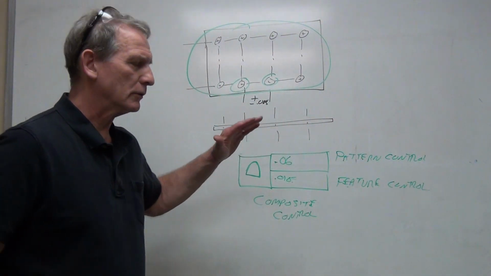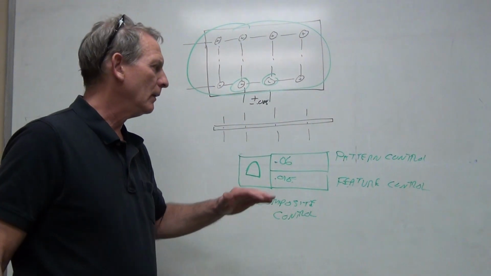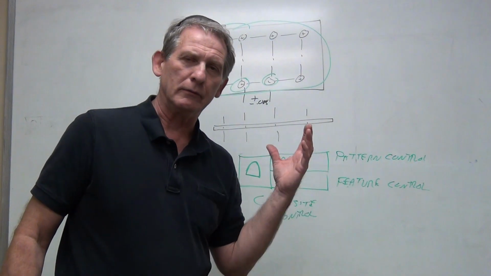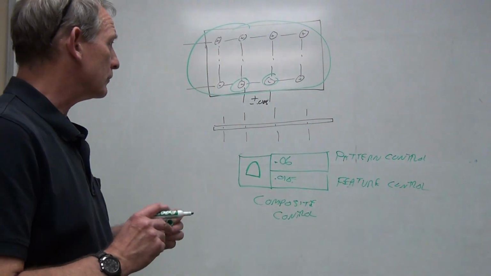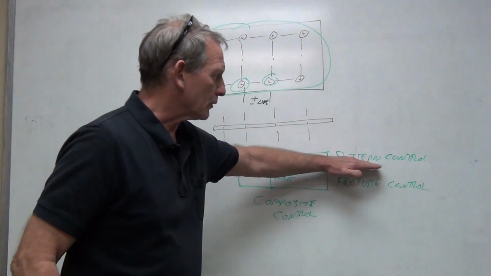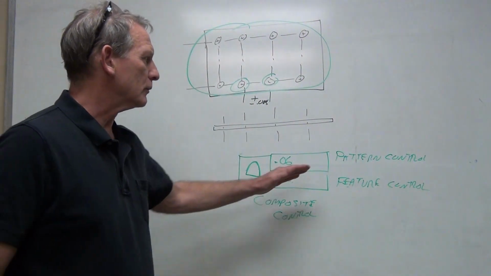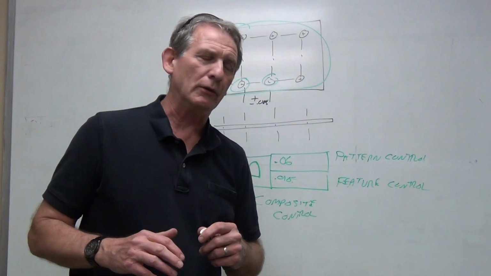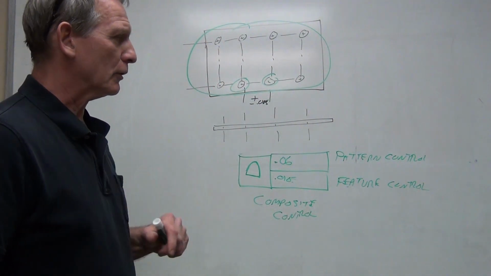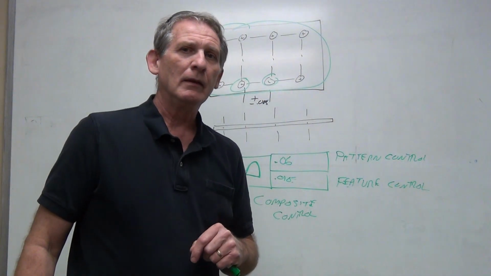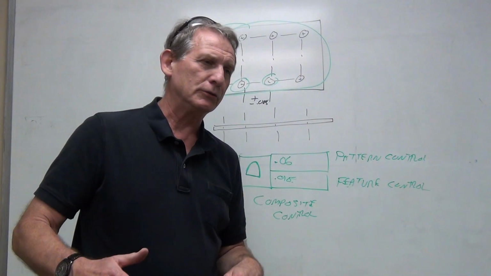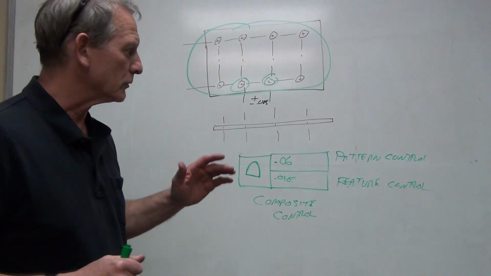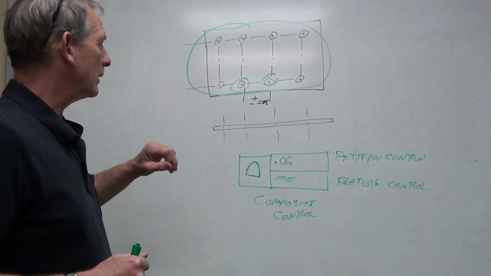The feature tolerance is almost always going to be tighter, and the pattern then is allowed to float a little bit more than the much tighter feature tolerance. I've used these terms, the pattern control and the feature control. Those aren't the proper terms. In the next video I'll explain what the proper term is. It's very cumbersome, and they actually shorten it up into a couple of little buzzwords. So the next video will explain that.